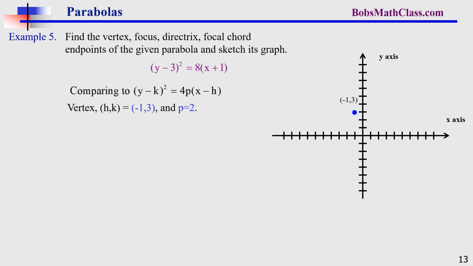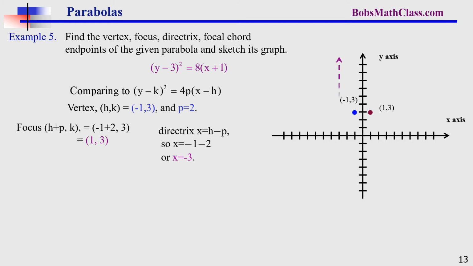The value of p equals 2, since it's positive, that means it's going to open to the right. So just count 2 units to the right, and that will be where the focus is. So that will be 1, 3. So 2 units from the vertex gives you your focus. Now we're going to count 2 units the opposite direction, so 2 units to the left, and from that point we're going to draw a vertical line, which is the directrix. Make sure you draw it dashed. So that'll be at x equals -3.